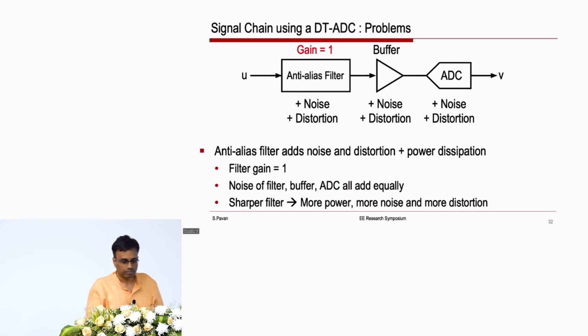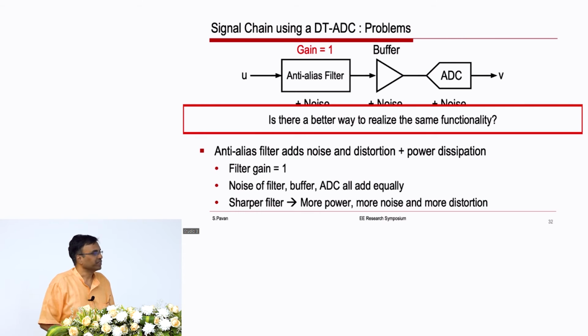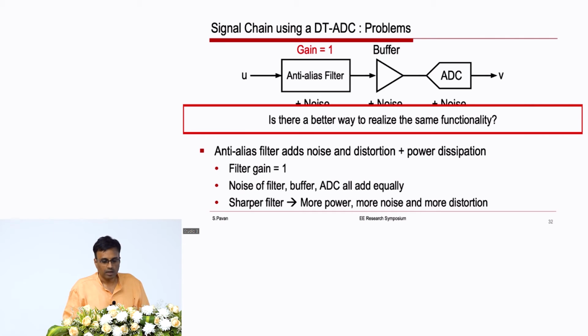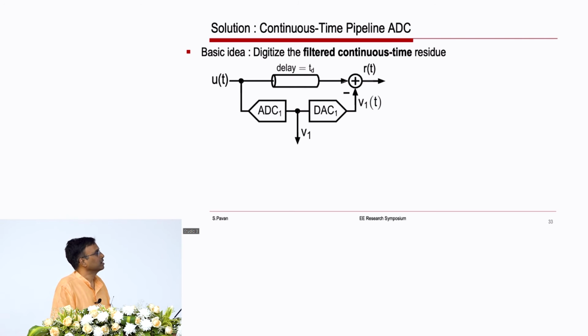And the obvious question now is, is there a better way to realize the same functionality, right? So, I hope the problem is clear. It turns out that there is, and the idea is what is called the continuous time pipelined analog to digital converter, which is a way of combining filtering and analog to digital conversion in one unit. Let me quickly go over the details.